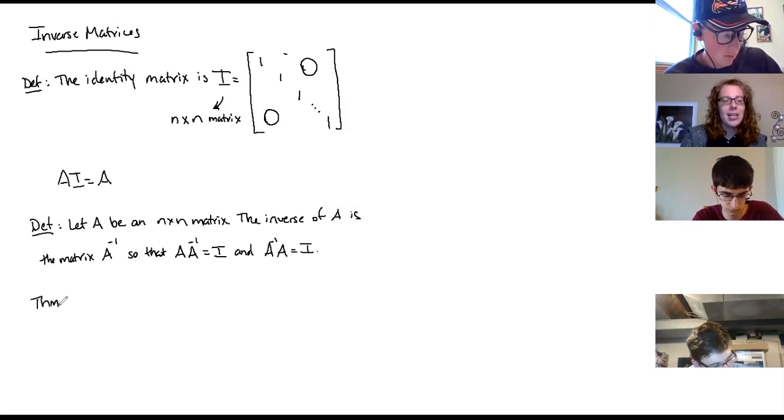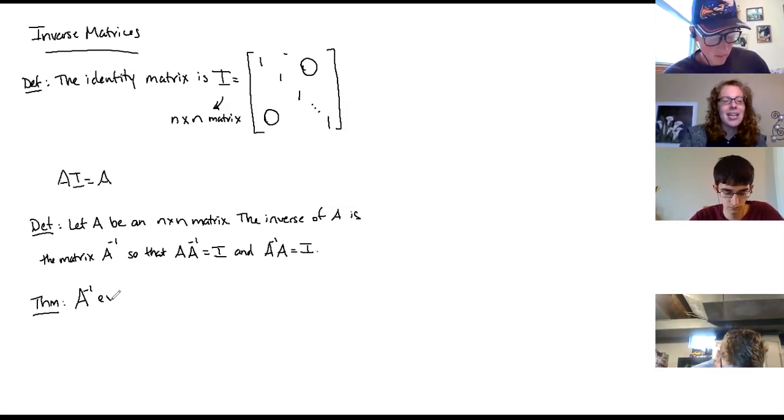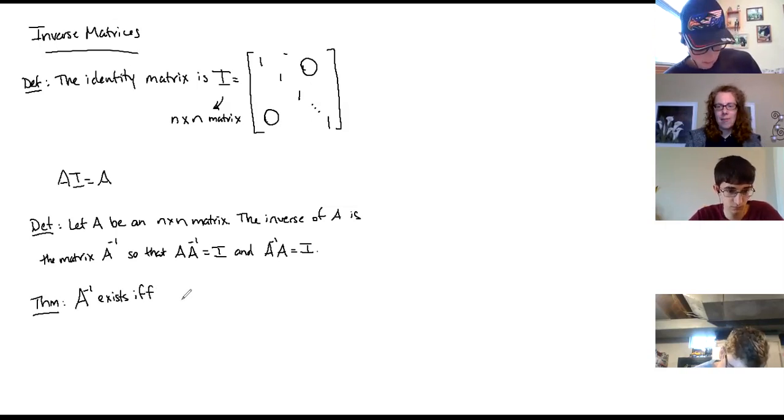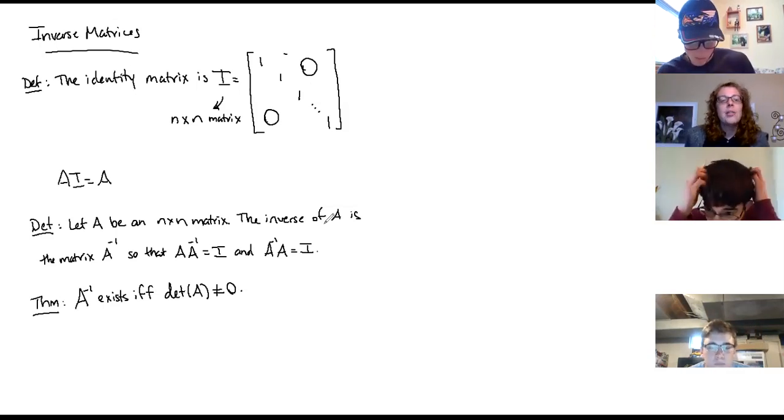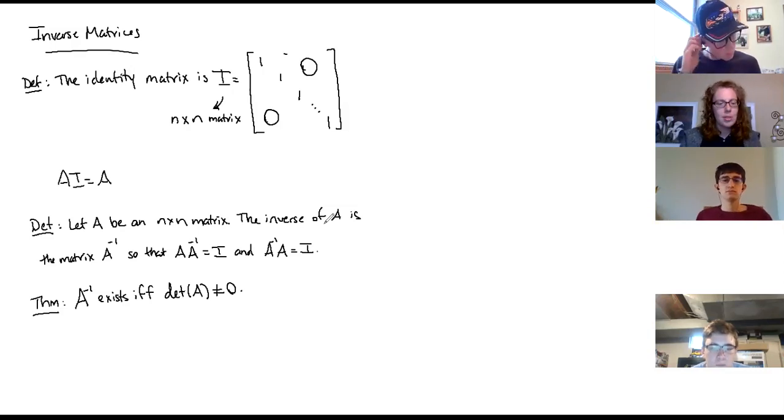So here's a cool, handy-dandy theorem that we absolutely prove in linear algebra. This one's fun. A inverse exists if and only if, remember that's both directions, the determinant of A is not equal to 0. And we've talked about how to do determinants of both 2 by 2 and 3 by 3 matrices. We're good at those.